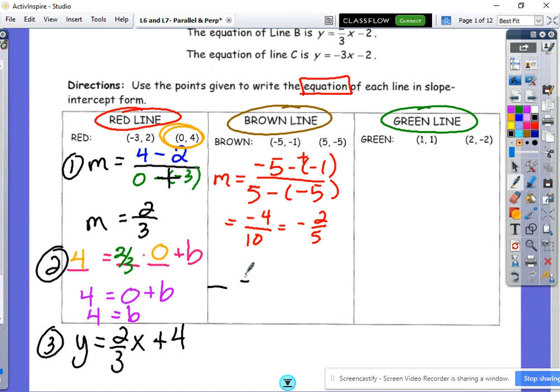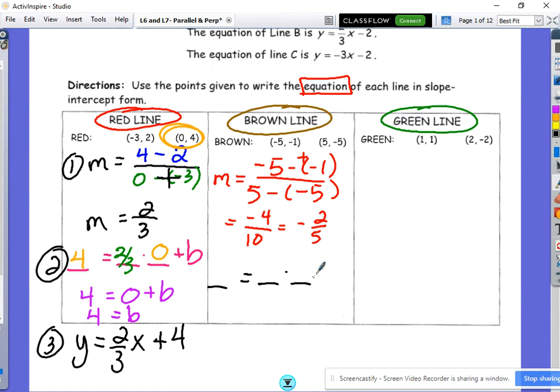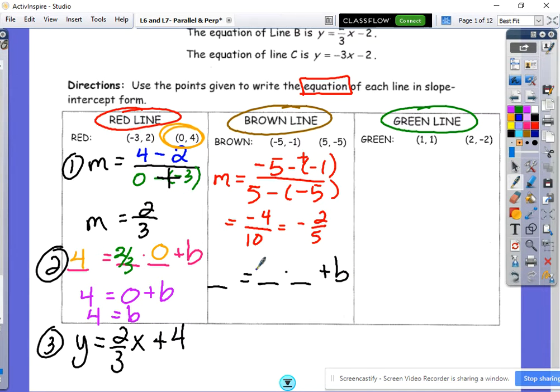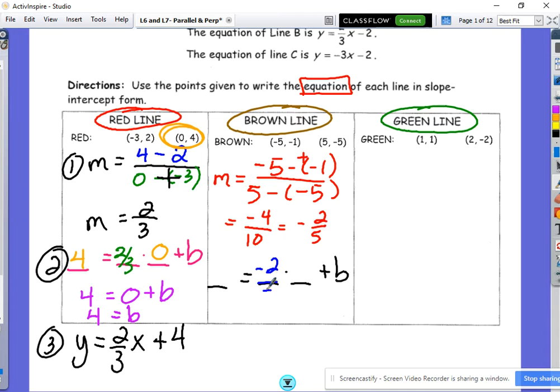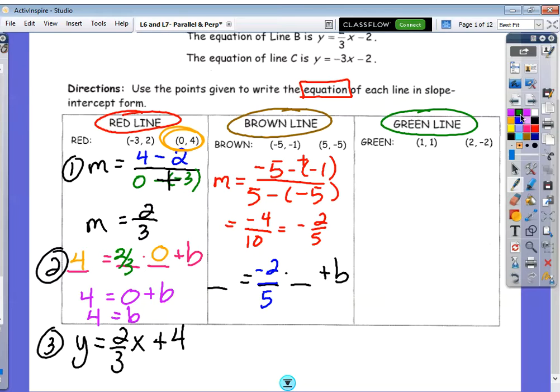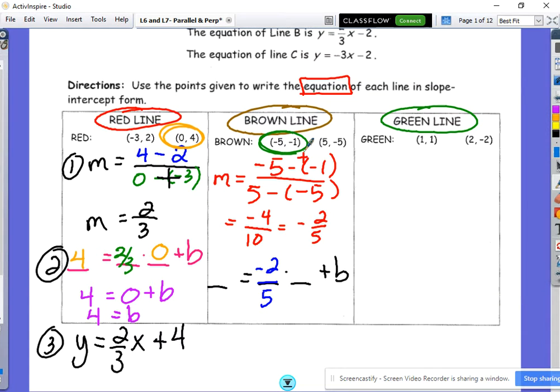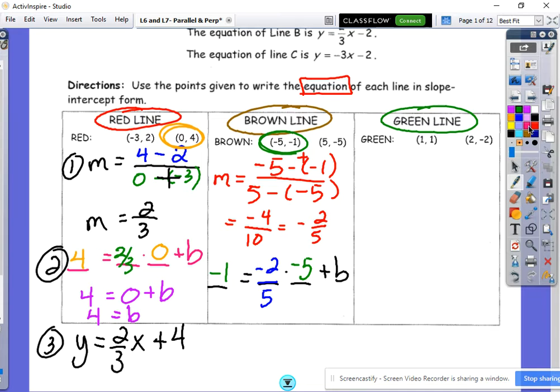The b value, remember, we go blank equals blank times blank plus b. We're going to go ahead and start plugging in our points. Our slope, first of all, is -2/5. And let's plug in one of our points. It doesn't really matter which one. So let's go ahead and choose, I'll choose this one right here. So my y value is -1. My x value is -5.